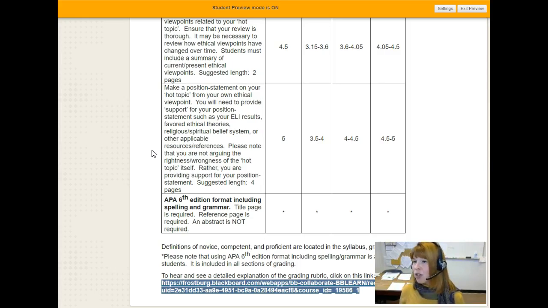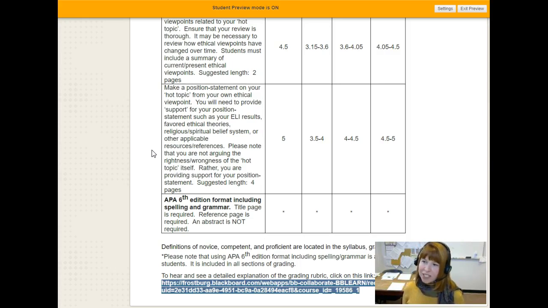Please note that you are not arguing the rightness or wrongness of the dilemma itself. Rather, you are providing support for your position. That's all you're doing. So it is not enough to say, I support such and such, or I don't support such and such because I feel it's awful, I feel it's this, I feel it's that. It's fine to feel whatever you're going to feel about these dilemmas, but I want to know what you think. And then I want to see how you're able to support your thoughts with other resources.